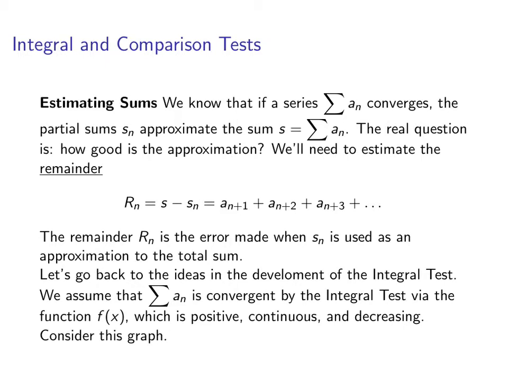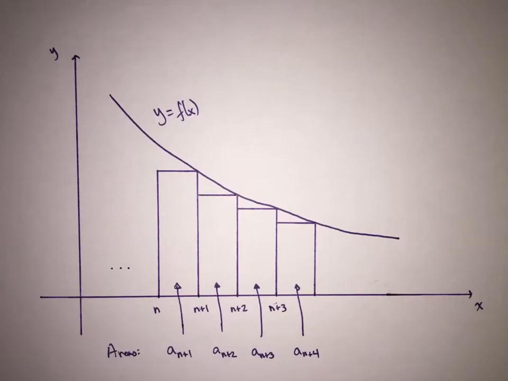Let's look at a graph. So really, we're just going to think about the tail of the series. So I put a ... here indicating that there's a whole bunch of terms at the beginning that I don't really care about. What I'm most interested in is the tail. And I've drawn a bunch of rectangles, the areas of which are a sub n plus 1, a sub n plus 2, a sub n plus 3, and so on. And so we add all those up, and that's going to be the remainder.